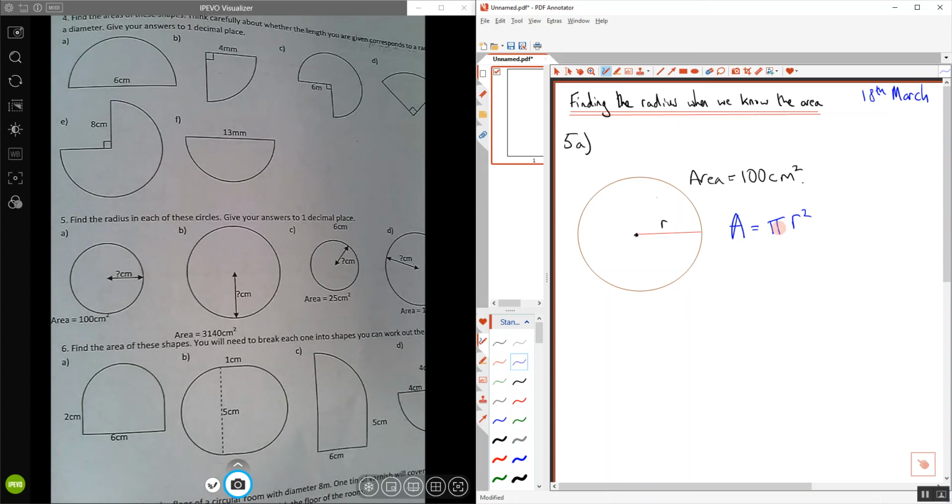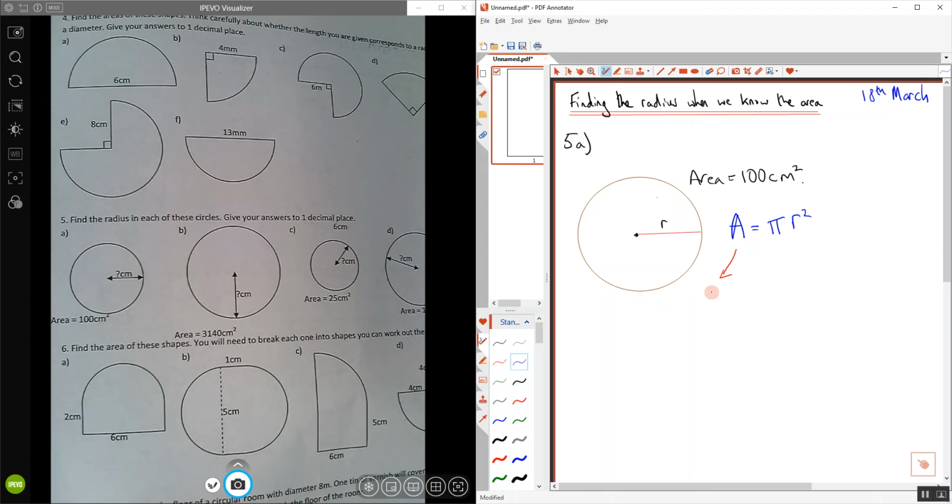Do we know what pi is? Yes. What is pi? Someone else other than Rajan? Yep, good, Amaya. 3.14. And do we know what the area is? Yes. What's the area in the question? It's 100, right. So let's put in all the information we know, okay?